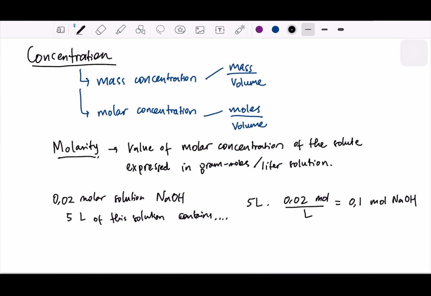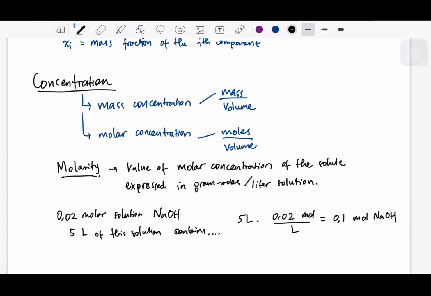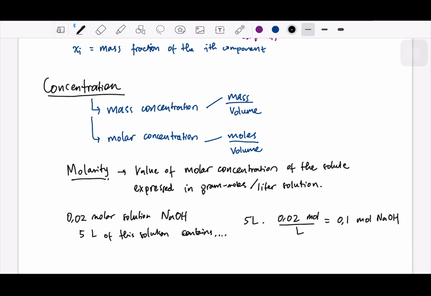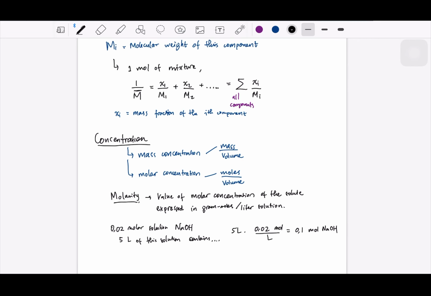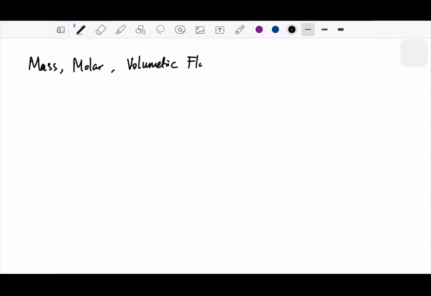and if it is having some flows, like it has some rate, you can also calculate the molar flow rate, or maybe I will give you the idea how to convert the mass, molar, and volumetric flow rates. Okay, let me go to the next page here. So mass, molar, and volumetric flow rates.